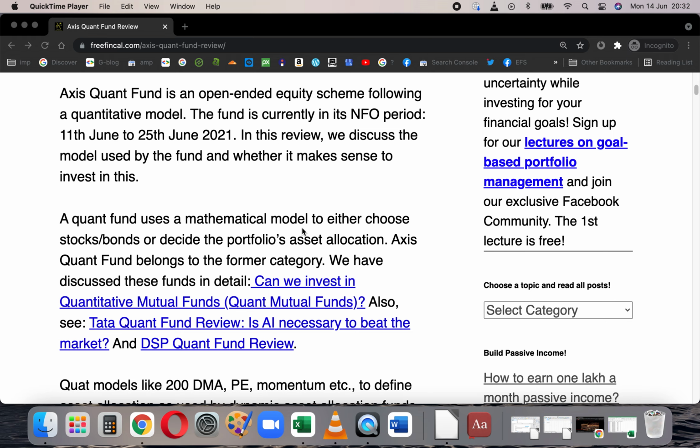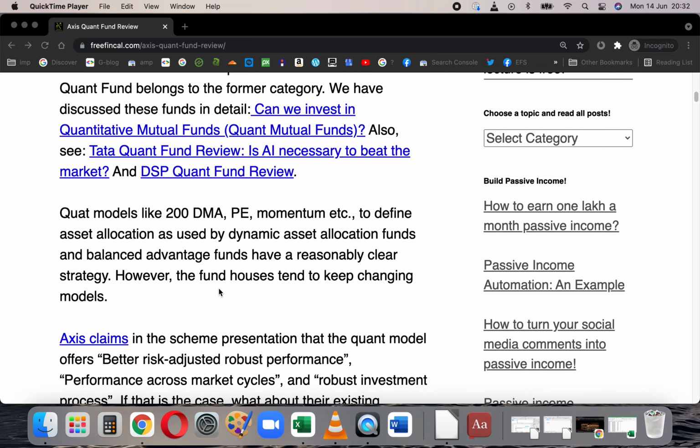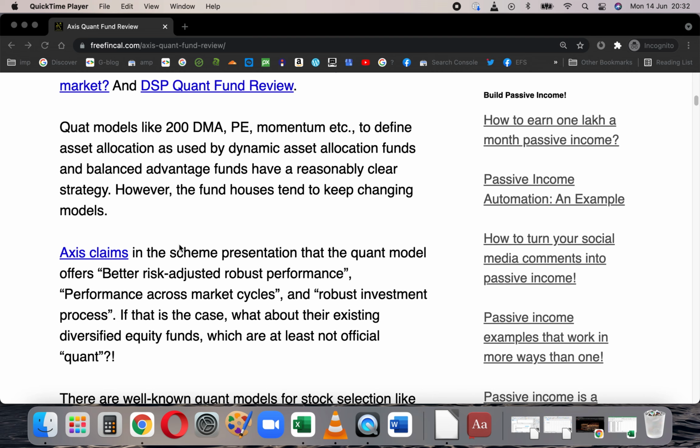I have talked about quantitative mutual funds before, whether it makes any sense to invest in them. I have reviewed the DSP Quant Fund. I had reviewed Quanta Quant Fund. They all had a lot of hocus pocus like nanoparticles, artificial intelligence, and so on. This one claims that there's no such fluff, thankfully, in the Axis Quant Fund, but it claims that it will have better risk-adjusted robust performance, better performance across market cycles, best robust investment process, and so on.